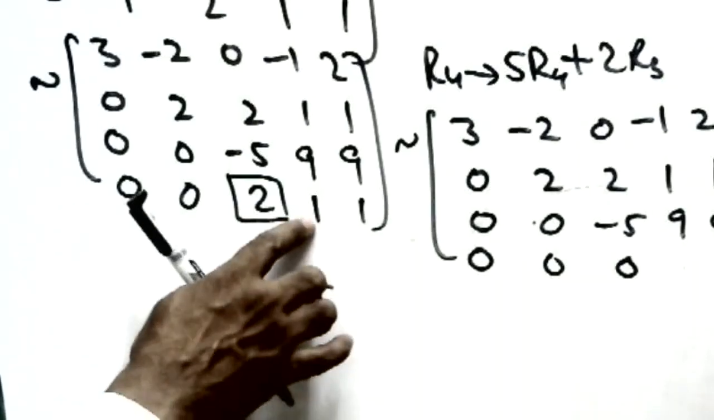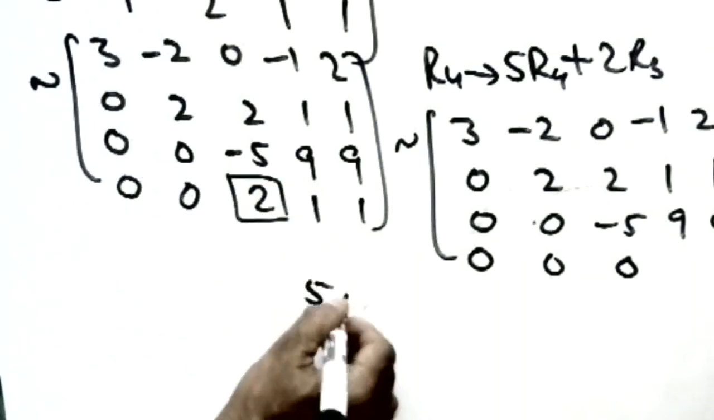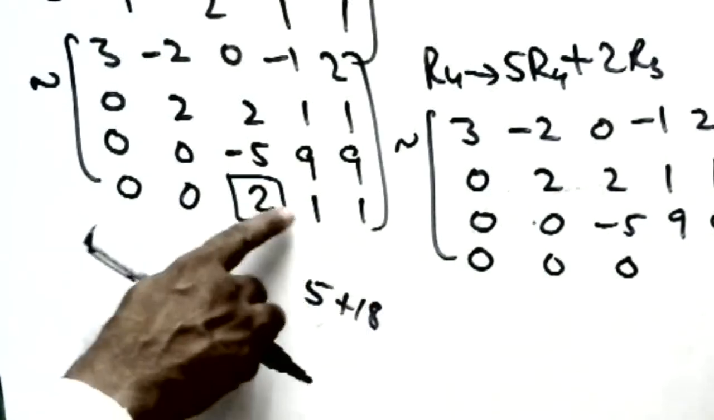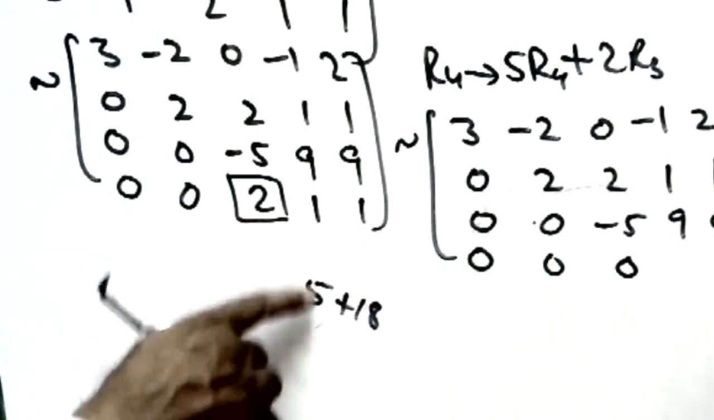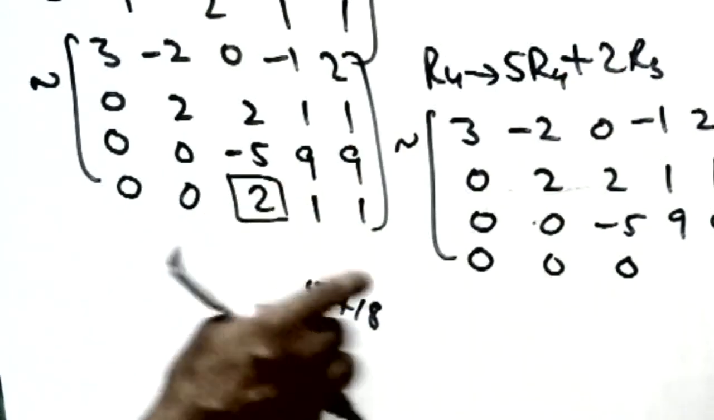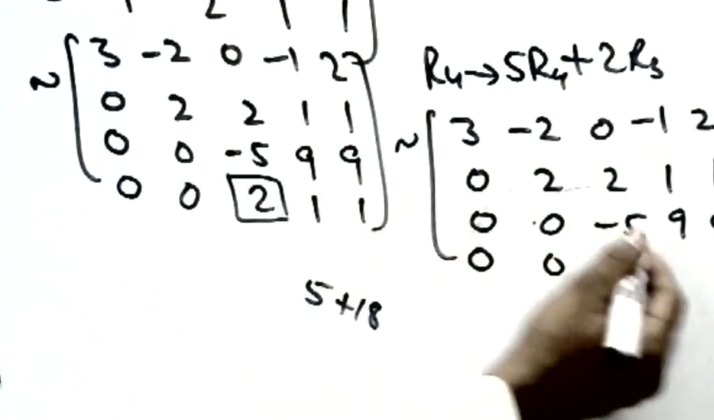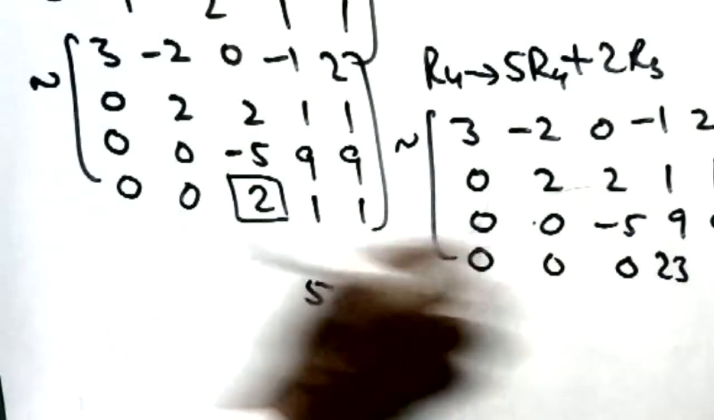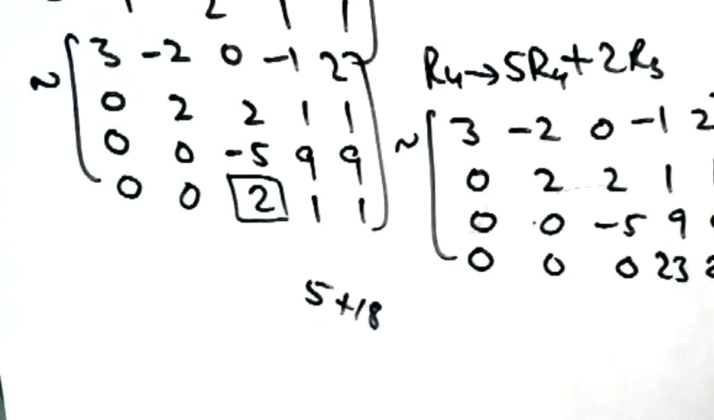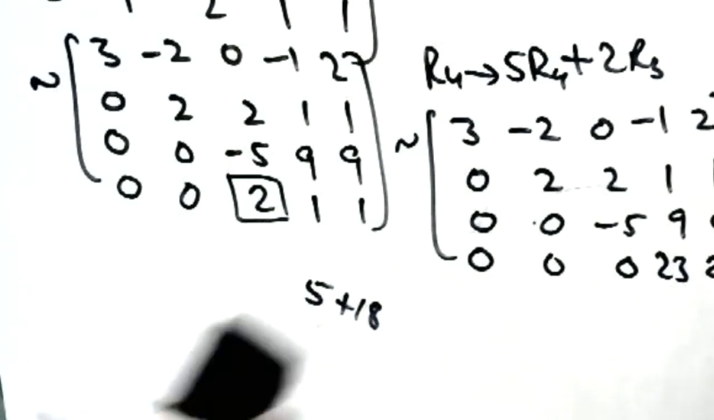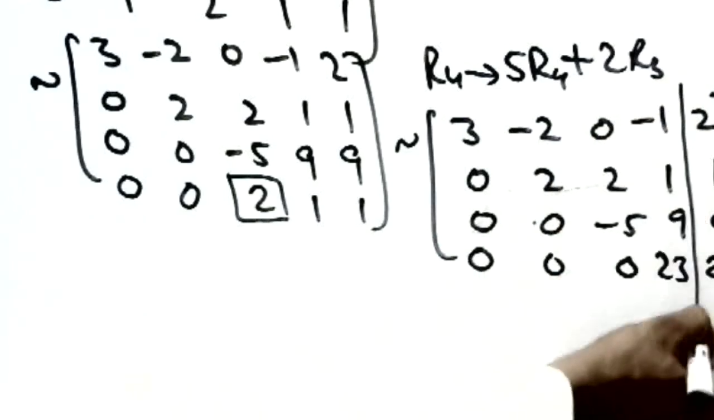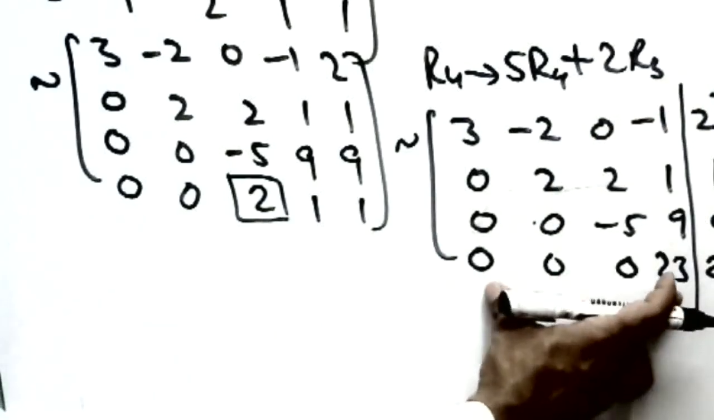See, if you multiply this with 5, 5 ones are 5, plus if you multiply this with 2, 18. Once more, 5R4, 5 ones are 5, plus 2R3, 2 9s are 18. So 5 plus 18 will be 23. Same terms now, 23. So let me see whether the equations are consistent or not.